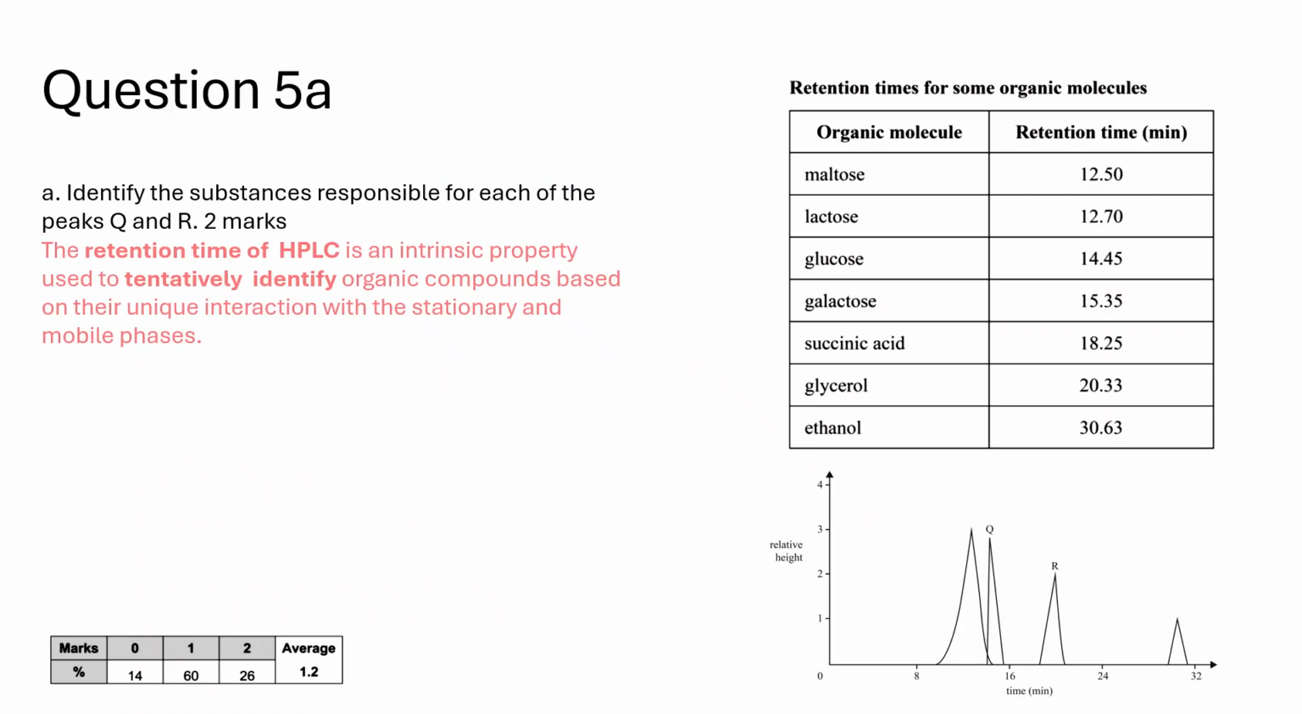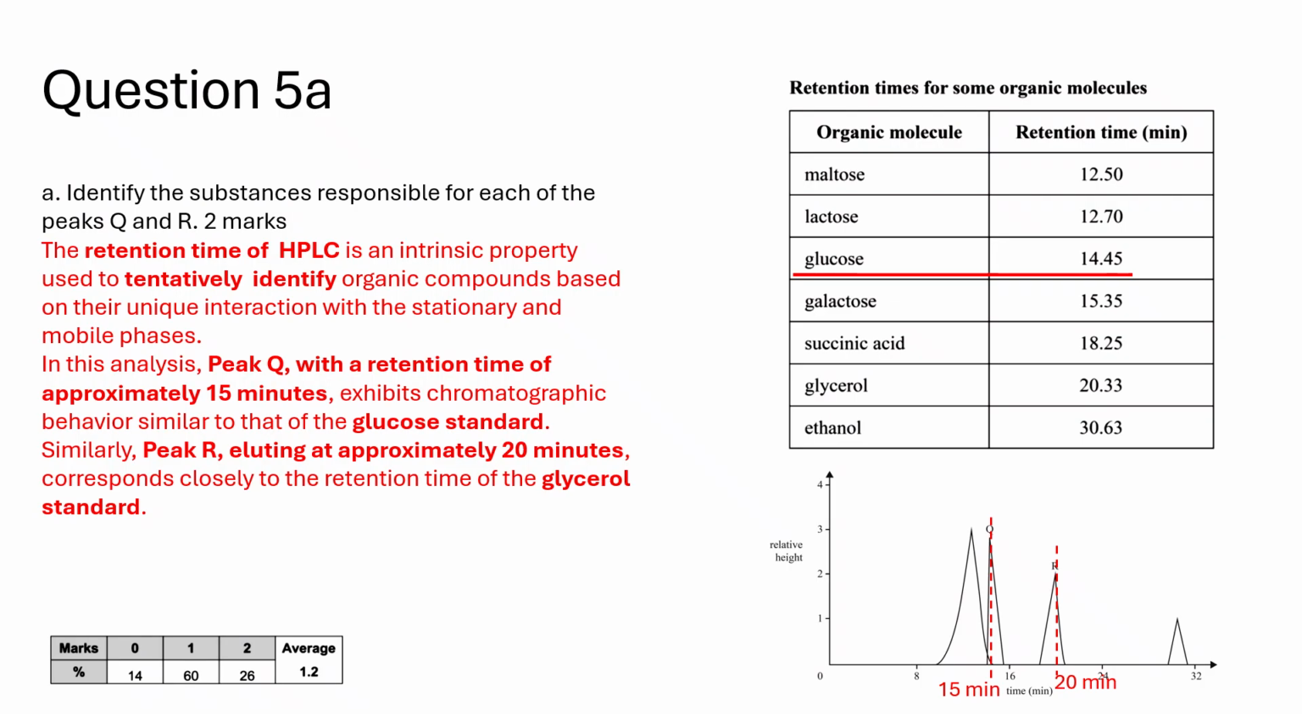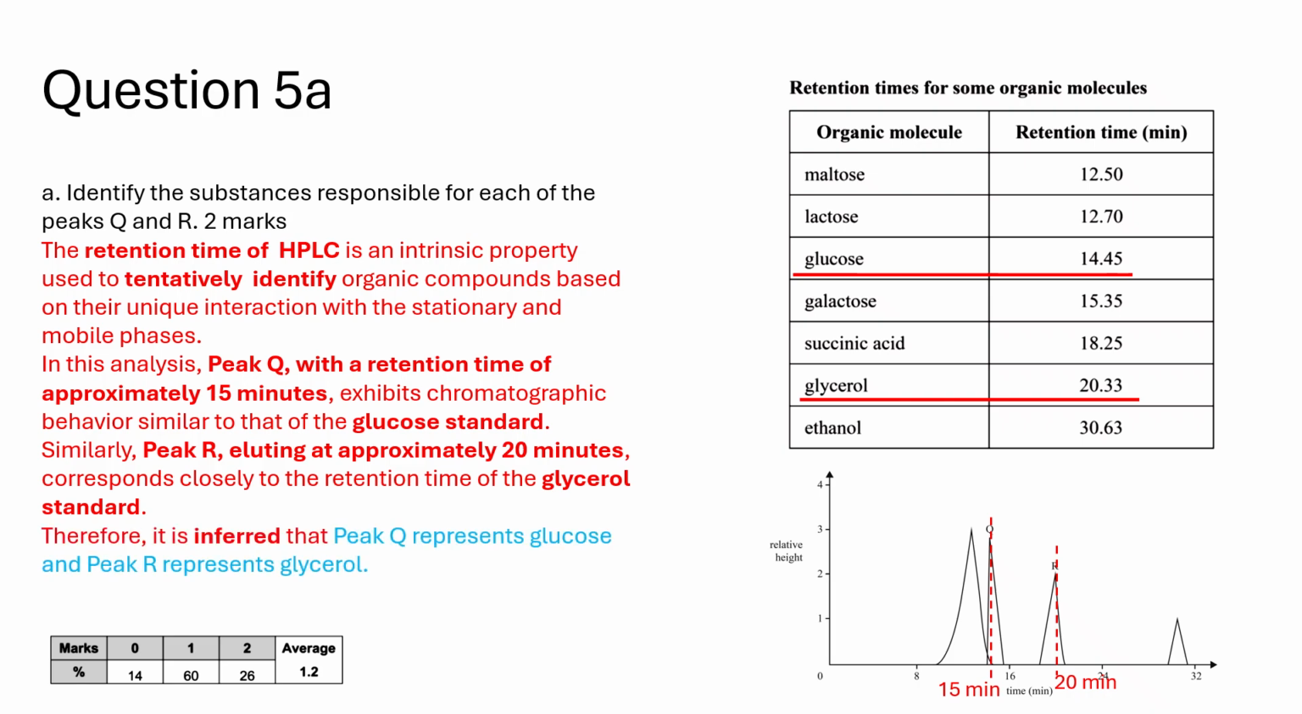The retention time of HPLC is an intrinsic property used to tentatively identify organic compounds based on their unique interaction with the stationary and mobile phases. In this analysis, peak Q, with a retention time of approximately 15 minutes, exhibits chromatographic behavior similar to that of the glucose standard. Similarly, peak R, eluting at approximately 20 minutes, corresponds closely to the retention time of the glycerol standard. Therefore, it is inferred that peak Q represents glucose and peak R represents glycerol.